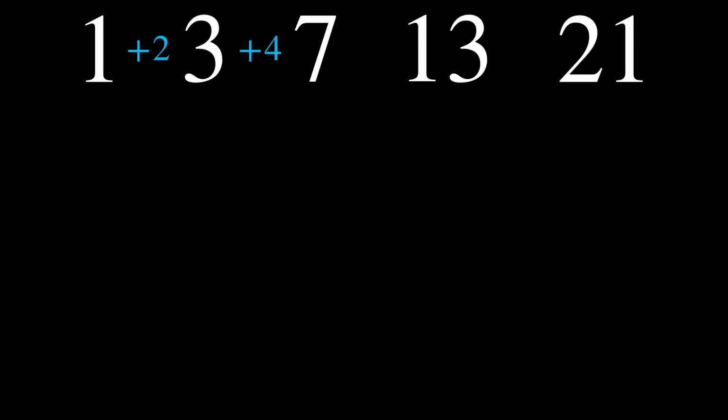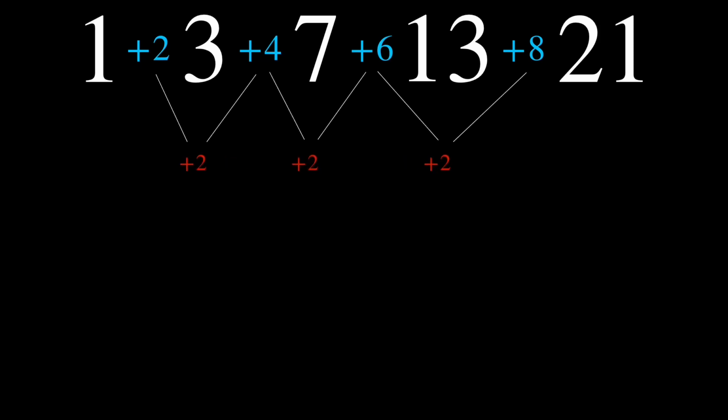1, 3, 7, 13, 21. What do you notice about this sequence? You might notice that the difference between 1 and 3 is 2, 3 and 7 is 4, 7 and 13 is 6, and 13 and 21 is 8. And that the difference between those differences is 2.